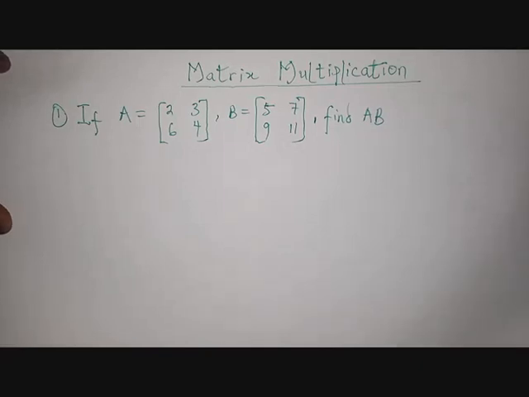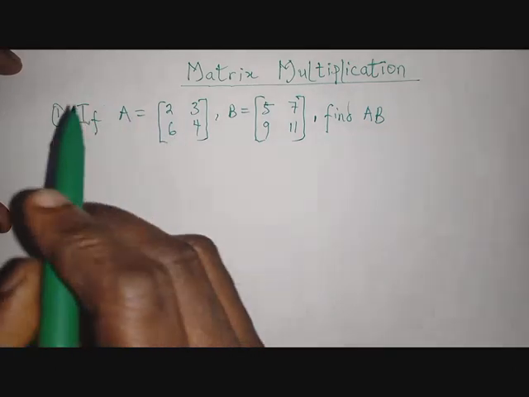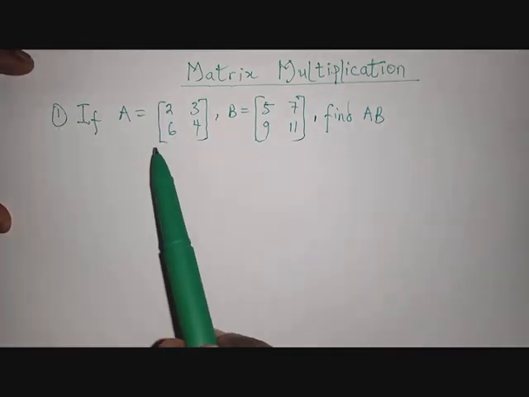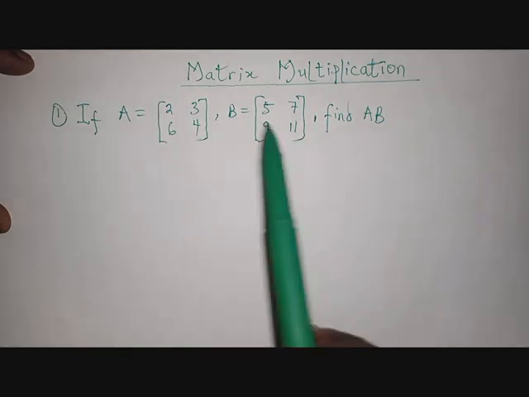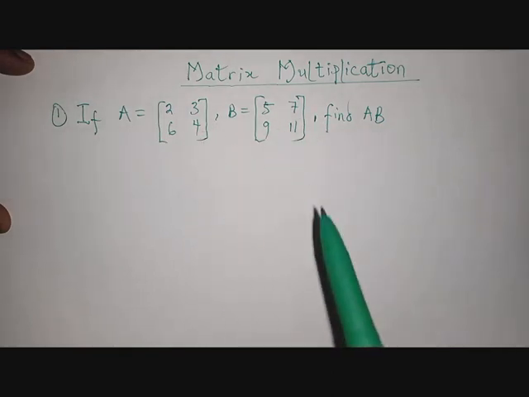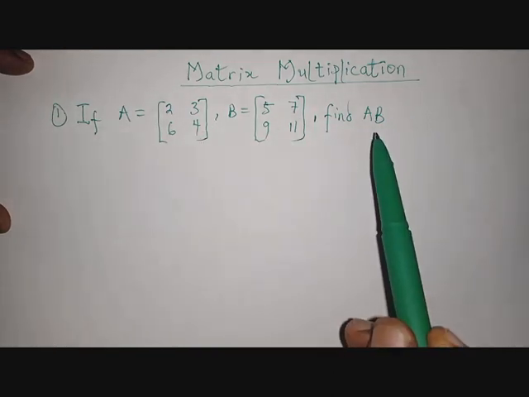Hi guys. So today we want to learn about matrix multiplication. So the question says if A equals 2, 3, 6, 4. So we have these two square matrices. We want to multiply them.